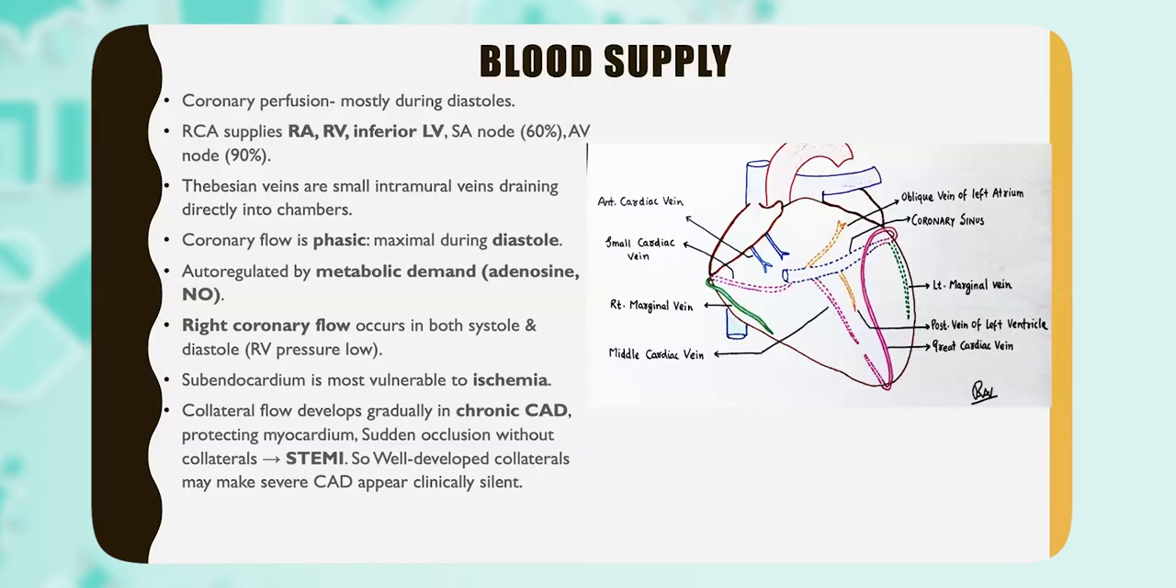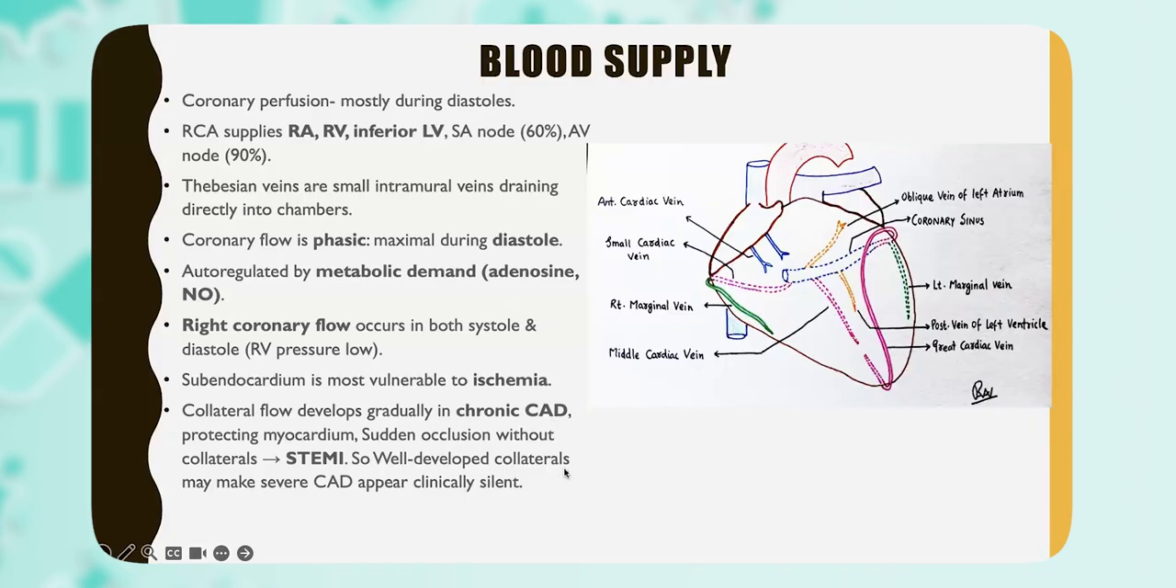But imagine the right ventricle. Right ventricle systolic pressure is only 25. So whether it is diastole or systole, there is always a pressure difference maintained between the aorta and the RV cavity, and hence right coronary flow occurs both in systole and diastole. Subendocardium is the most vulnerable to ischemia because all these arteries are epicardial vessels, so they run above the heart. So the last branches, the terminal branches, reach the subendocardium, which is most vulnerable to ischemia.